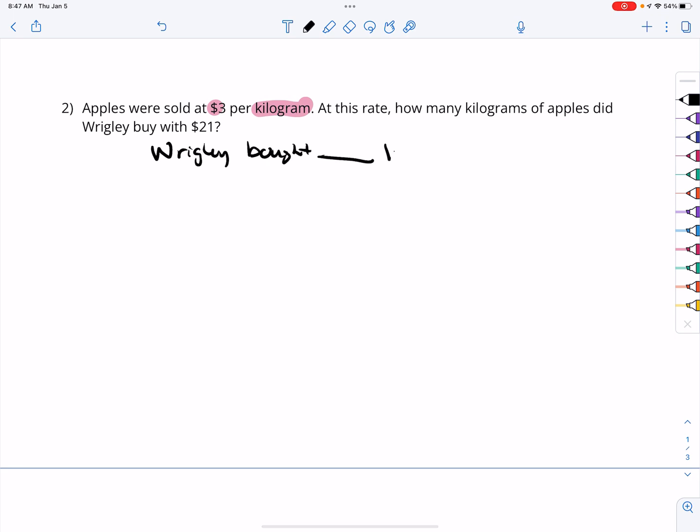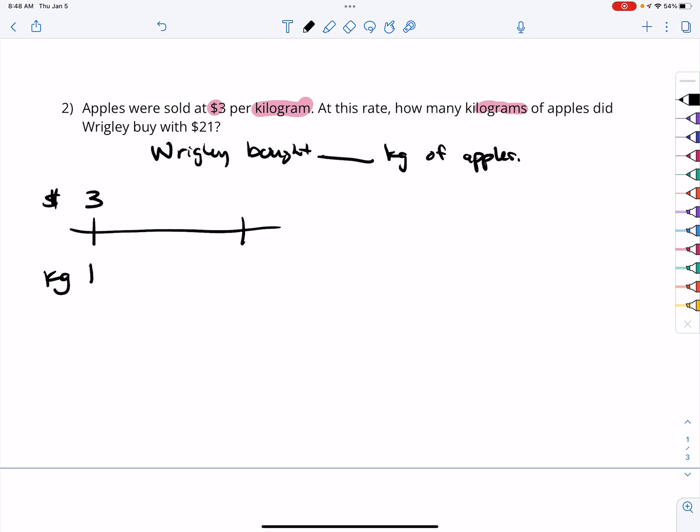So Wrigley bought blank kilograms of apples. And it's really important. He didn't just buy blank apples, he bought blank kilograms of apples. So I'm going to do like I did above. I like this rate line, and then we'll also check it with a table. So we're dealing with dollars per kilogram, and we know that it was $3 for 1 kilogram. And this problem tells us that he spent $21. So that's going to go up top. And we need to figure out how many kilograms. Well, I know that 3 times 7 is 21. So that means he has bought 7 kilograms of apples.